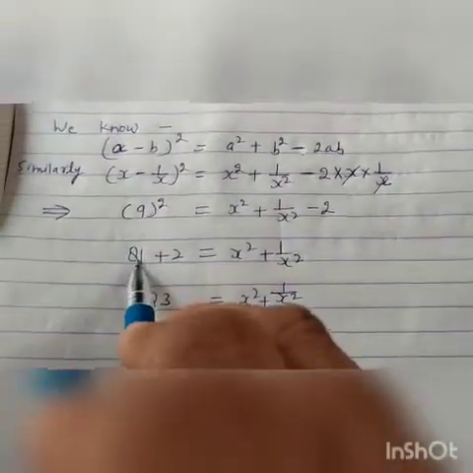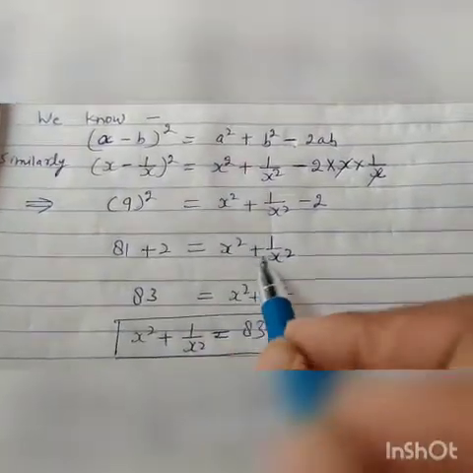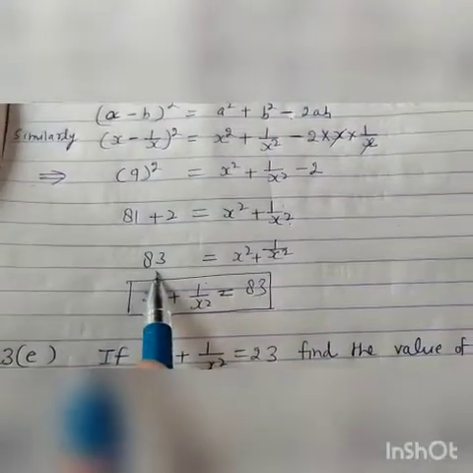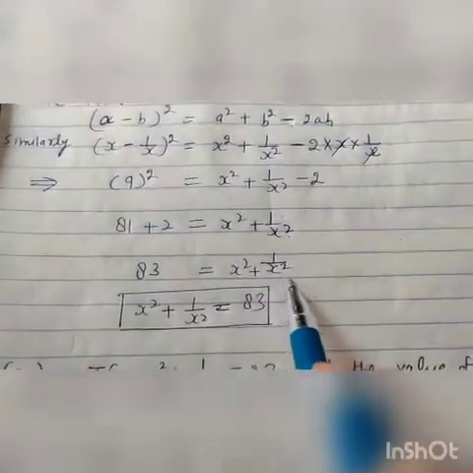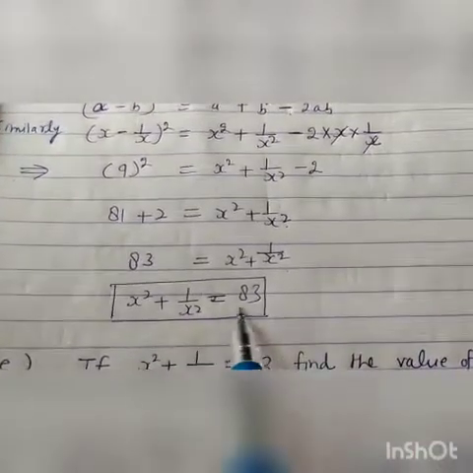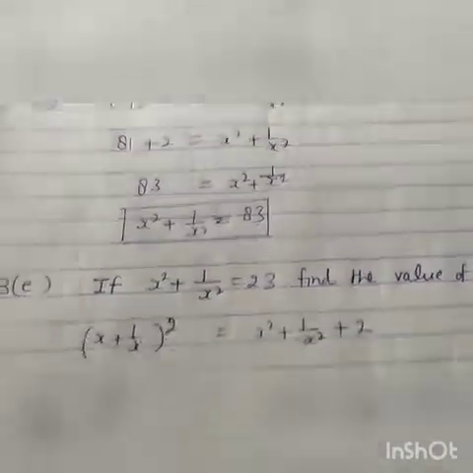9 square is equal to 81. Take this minus 2 to this side, plus 2, is equal to x square plus 1 upon x square. 81 plus 2, 83 is equal to x square plus 1 upon x square. So the value of x square plus 1 upon x square is equal to 83. Next, E part.